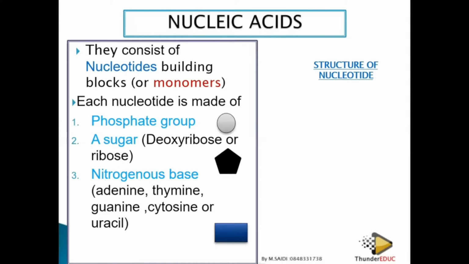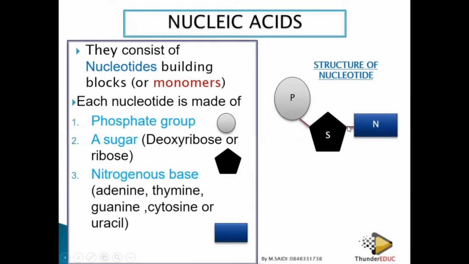Sometimes they can ask you to draw the structure of the nucleotide. The structure of the nucleotide looks like this: a phosphate, which is represented with a P, a circle, and then it is bonding with the sugar, which is the S. This is a phosphate-sugar bond, and then the sugar is bonded to a nitrogenous base. So this is the structure of a nucleotide.